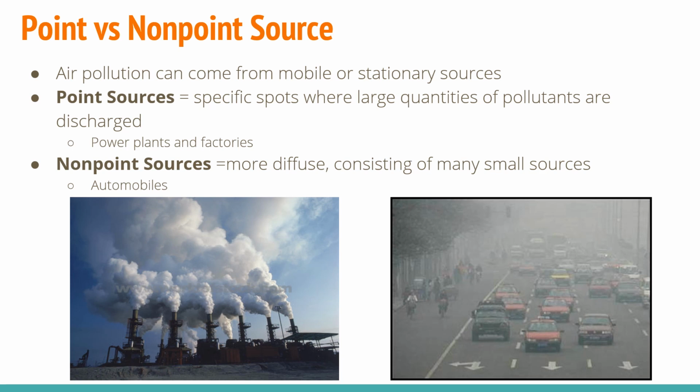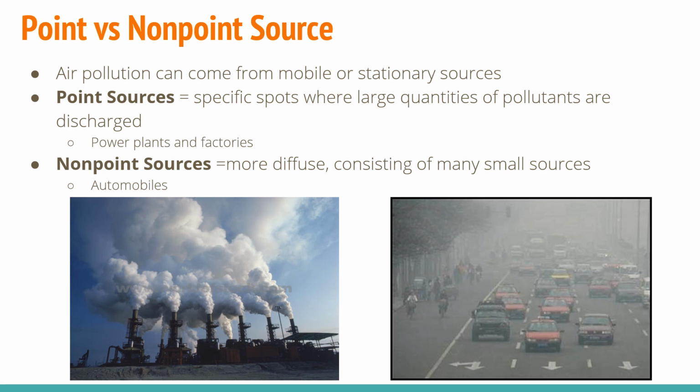When we're talking about different types of air pollution, we want to figure out first where it is from. So there's something called a point source and a non-point source. A point source: these are specific spots where large quantities of pollutants are discharged. Examples would be power plants and factories. If we're looking at the two pictures on the bottom, the one on the left would be an example of a point source because you can point to it.